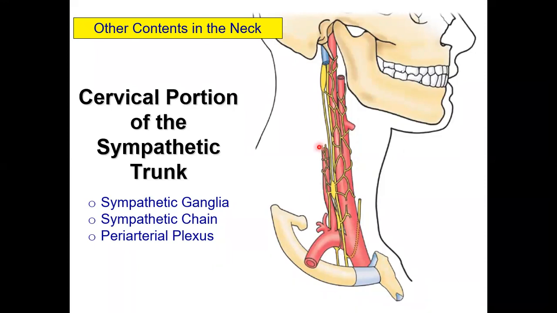So looking here, you have your superior cervical ganglion. I believe this is the middle, and this is the inferior cervical ganglion. A ganglion is like a collection of cell bodies for nerves.